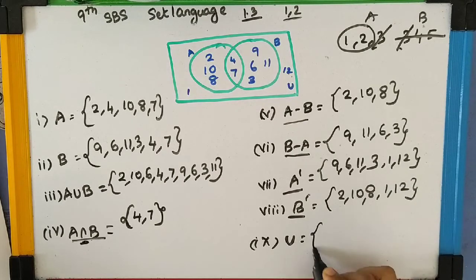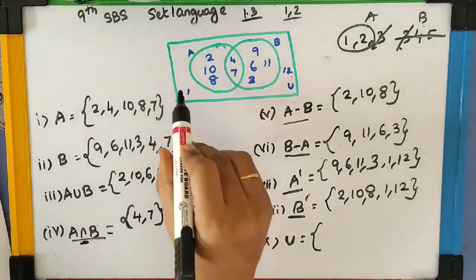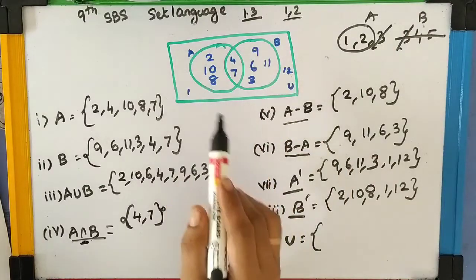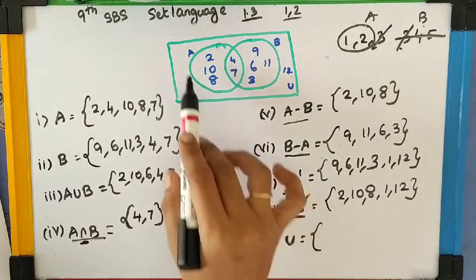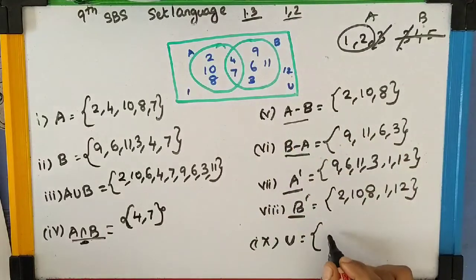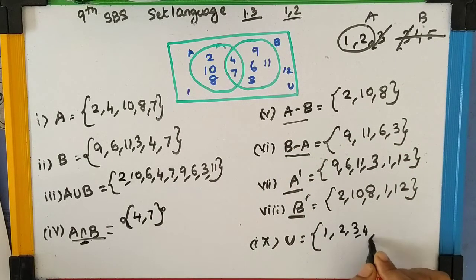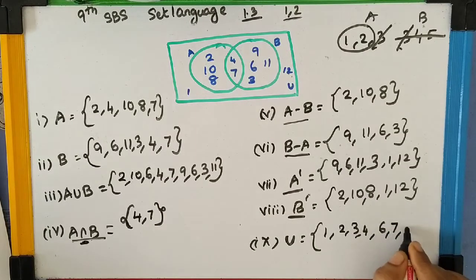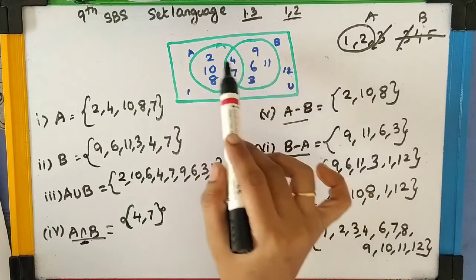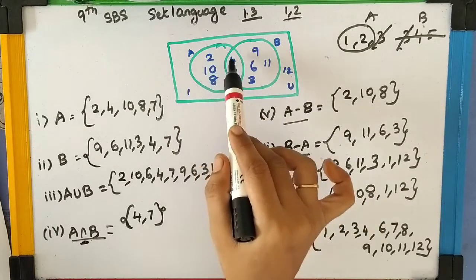Are you clear? Now, what is universal set? It's nothing but, it's very easy, the entire Venn diagram part. The universal part, the A part, the B part, all are included. All the elements are included in universal. So, the word universal terms everything. So, 1, 2, 3, 4, 6, 7, 8, 9, 10, 11 and 12. So, we include all the elements.